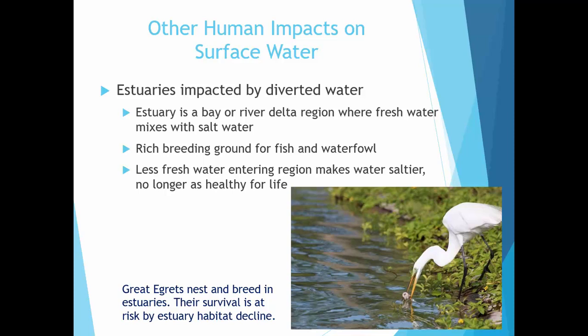But as less fresh water is coming down through the river because of diversions, then less fresh water is entering that system, and the water tends to become saltier and more dominated by the ocean water. And so it's not as healthy for the life that is accustomed to living there, because it's getting saltier and they're just not used to it. So one animal that's being affected by this are great egrets. They nest and breed in estuaries. This is a picture of a great egret, and as a result of the habitat decline, their populations are declining.